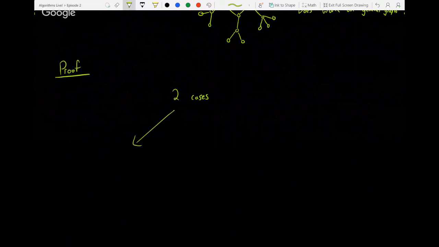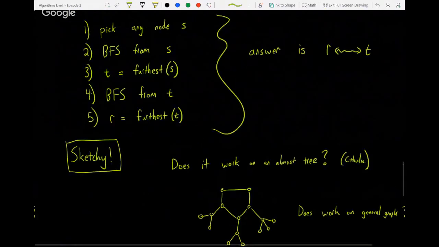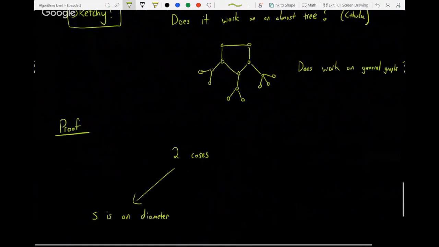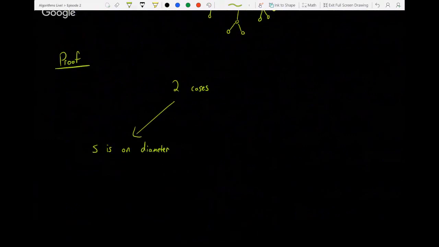One option is S is on the diameter. That's option one. So if it's on the diameter, I want to know what that first BFS gets me. And it turns out the first BFS gets me something that is the endpoint of the diameter. And we know this by algorithm 1. So if I look at algorithm 1 and I run my BFS, T is going to be an endpoint of the diameter.